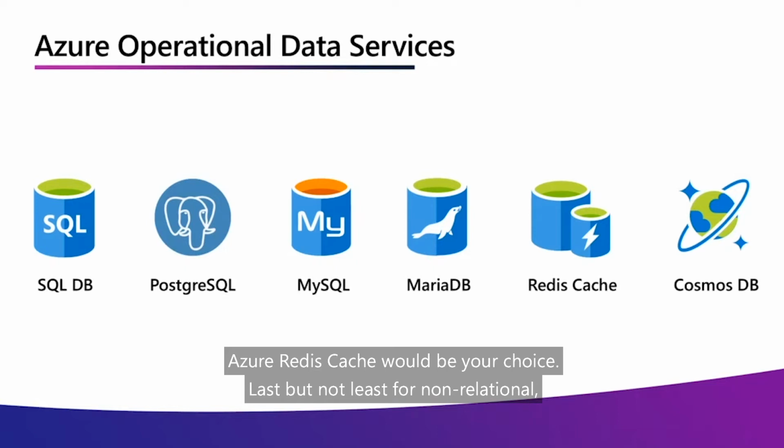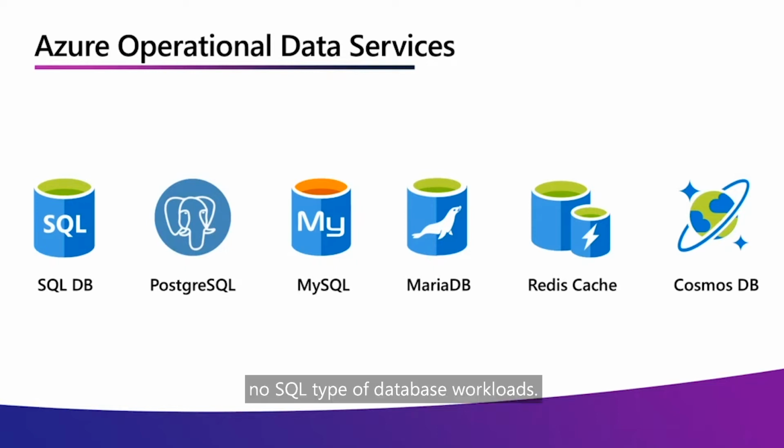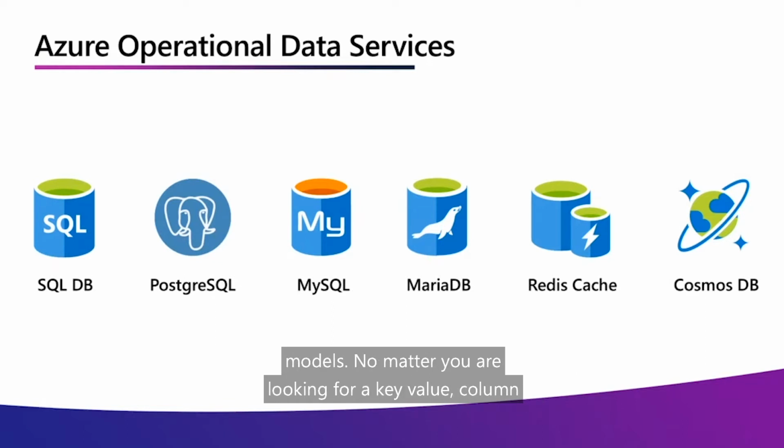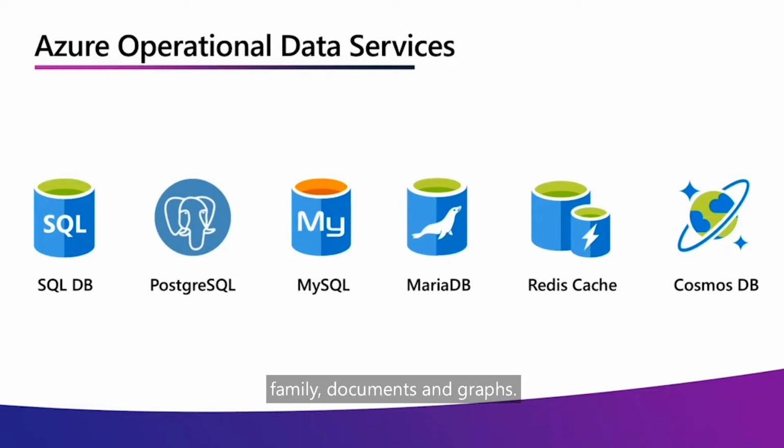Last but not least, for non-relational NoSQL type of database workloads, Azure Cosmos DB is a multi-model database that natively supports different data models, no matter if you're looking for key value, column family, documents, or graphs.